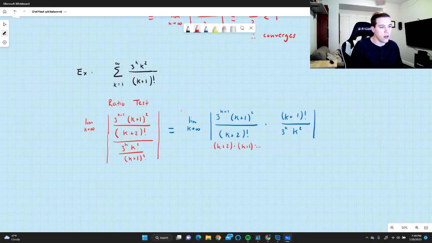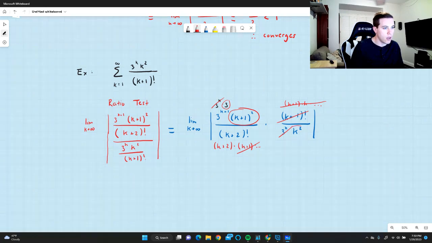Just gets down and down and down. Similarly, with this k plus 1 factorial, that's just k plus 1 times k times ... So a lot of stuff's going to cancel there. What about the exponentials? Well, we have 3 to the k plus 1, so we can write that as 3 to the k times 3. And now we are ready to simplify a bunch. So 3 to the k cancels with 3 to the k. All of this factorial cancels with this k plus 1 factorial. And what are we left with? We have a 3. We have a k plus 1 squared. We have a k squared.